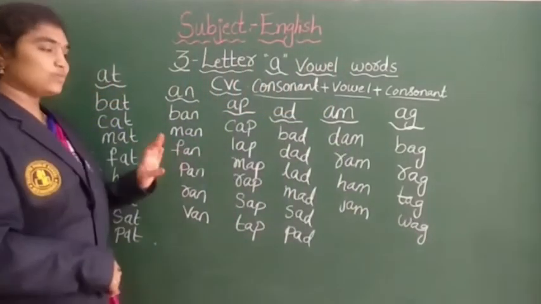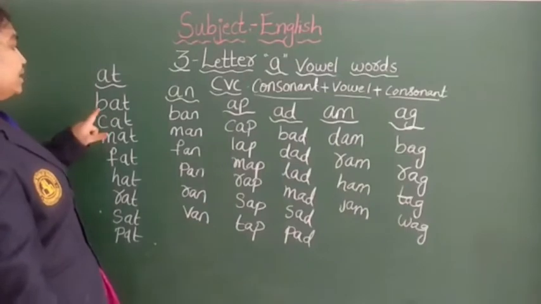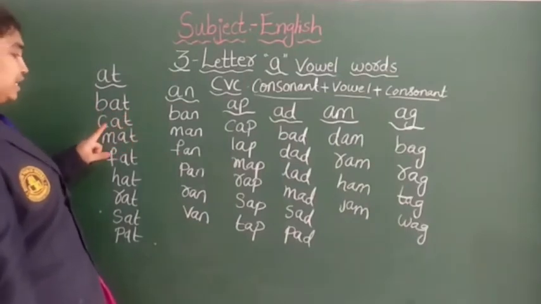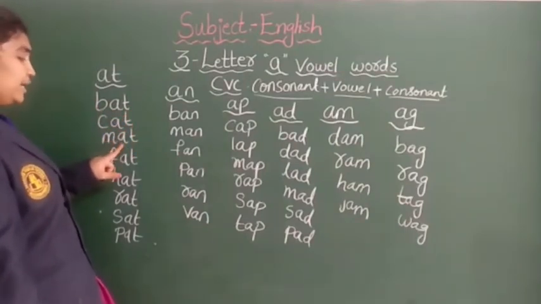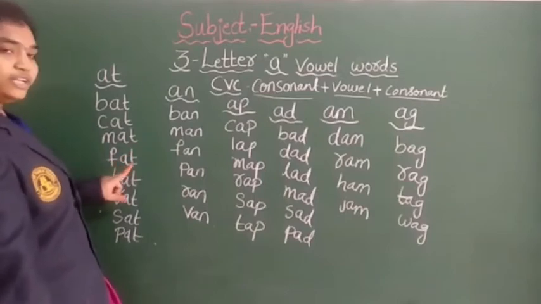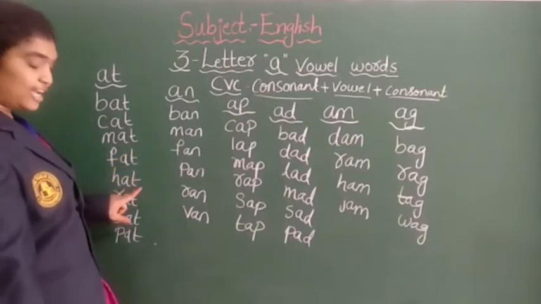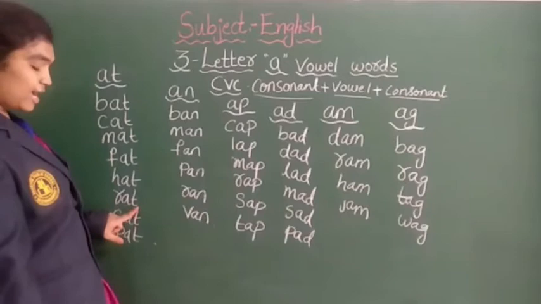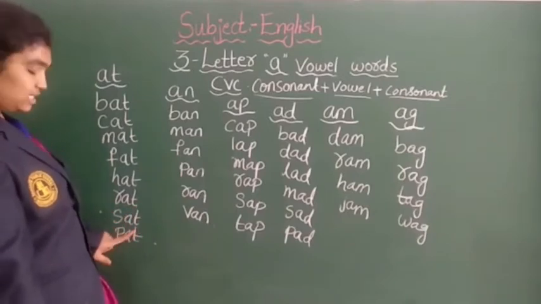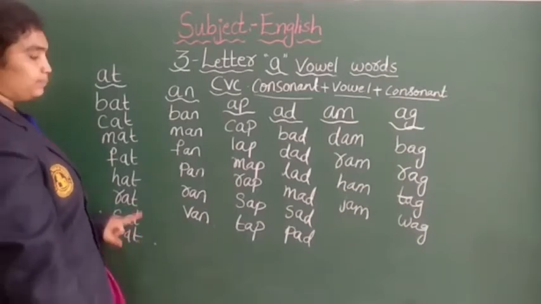So, let us revise one more time. AT words. B, A, T, bat. C, A, T, cat. M, A, T, mat. F, A, T, fat. H, A, T, hat. R, A, T, rat. S, A, T, sat. P, A, T, pat. Okay, children?